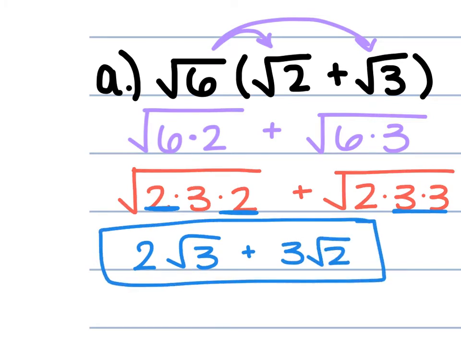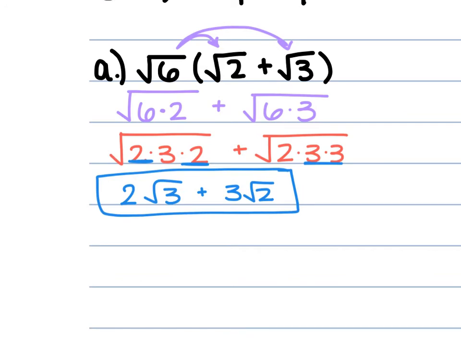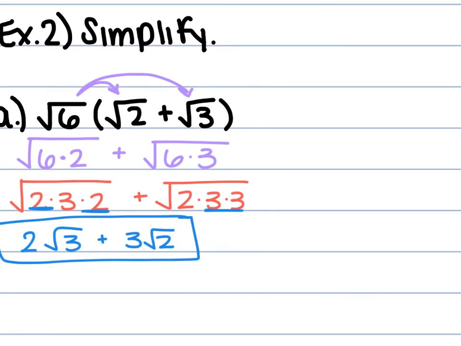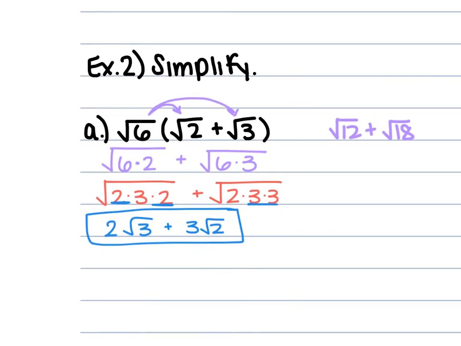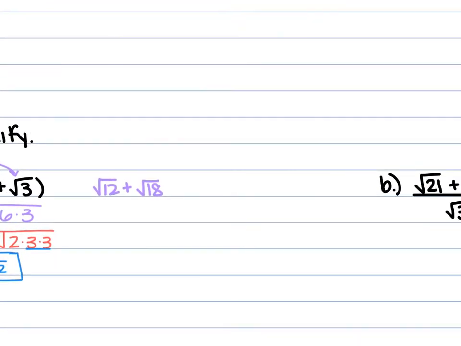And then we're done, because they're not like terms, because they don't have the same radicals. Now, you could have also done 6 times 2 is 12, square root of 12, plus 6 times 3 is 18, square root of 18, and then gone that route as well. It's totally up to you.